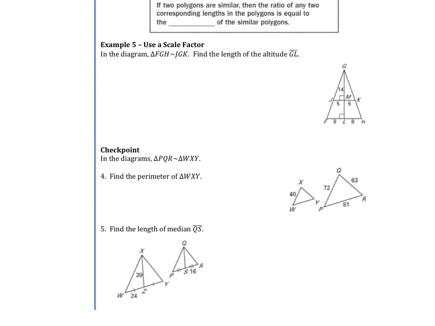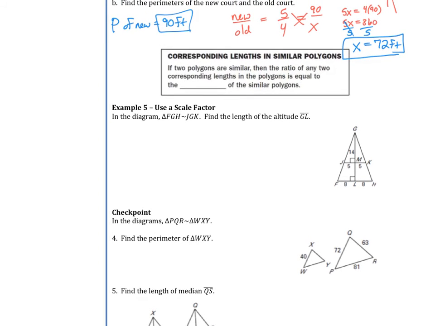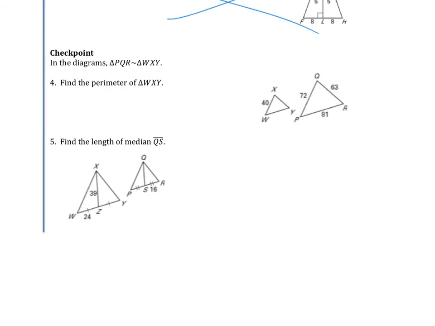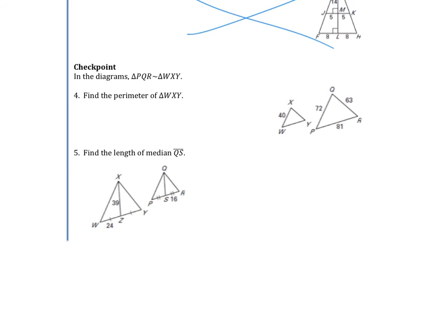Okay, last part. Corresponding lengths in similar polygons. If two polygons are similar, then the ratio of any two corresponding lengths in the polygon is equal to the scale factor of the similar polygons. We are going to skip example 5, and we'll just run through the checkpoint. So they tell us that PQR is similar to WXY. Find the perimeter of triangle WXY.